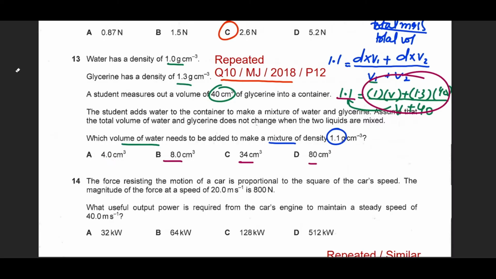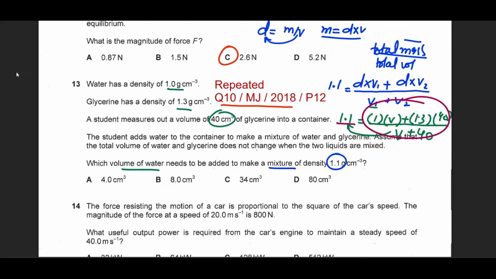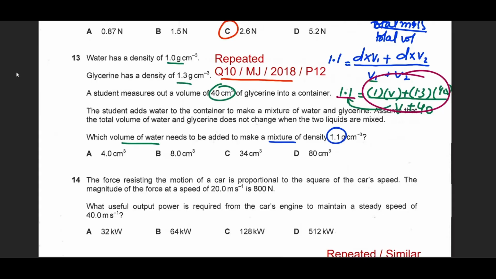For those who have already done this question from past papers, the answer is probably already a part of their memory, which is option D as 80. But let's try the method that I'm suggesting. Let's put in all the values. So in place of V and this V, let's replace 4, then replace 8, then replace 34, and then replace 80. What answers do we get?